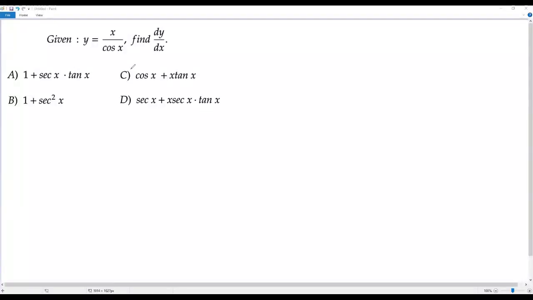Here we have a problem on derivative. There is a function given over here, that is y equals x over cosine x, and we have to find dy over dx. That is, we have to find the derivative of the given function with respect to x. And also we have 4 answer choices.